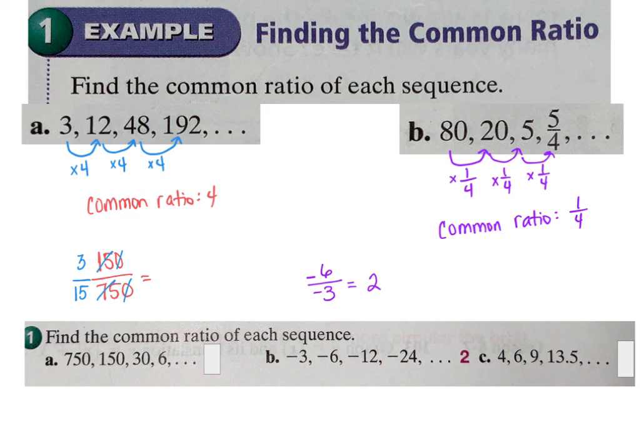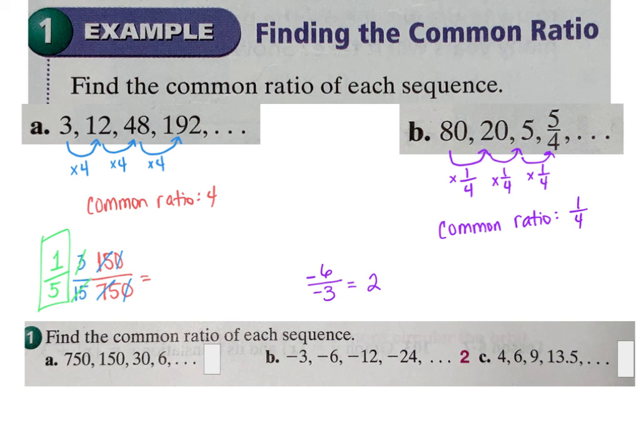What goes into 3 and 15? 3, right? Yeah, so 3 divided by 3 gives me a 1. 15 divided by 3 gives me a 5. So that common ratio would be 1/5. 1/5, right? And so based on that, then we'll be able to do C a little bit easier.